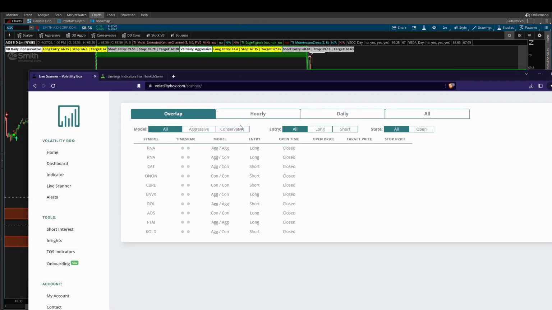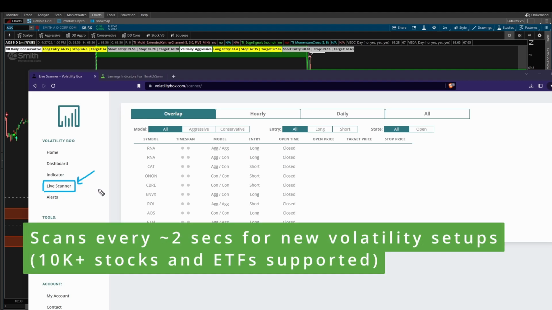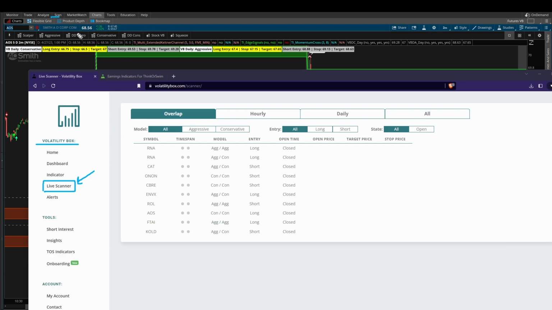Now, for all 4 stocks we'll talk about in today's video, all 4 stocks were found using our Stock Volatility Box live scanner. This live scanner is a custom scanner that we've built inside of our Volatility Box platform. It surpasses really anything possible inside of the Thinkorswim scan tab. It scans every 2 seconds in more than 10,000 stocks looking for new volatility setups.